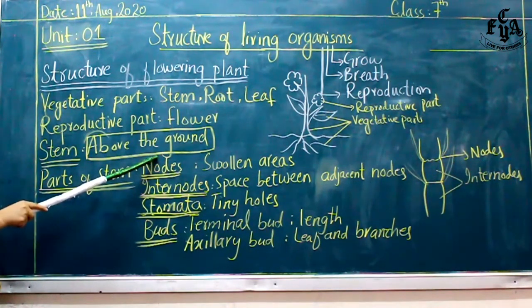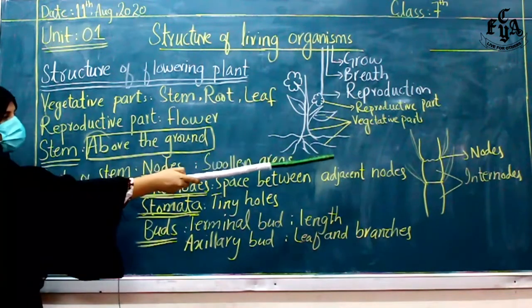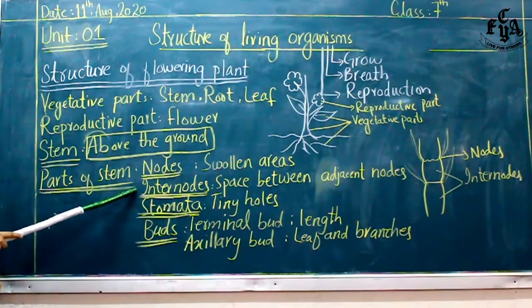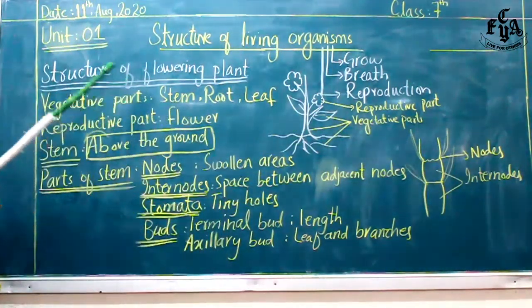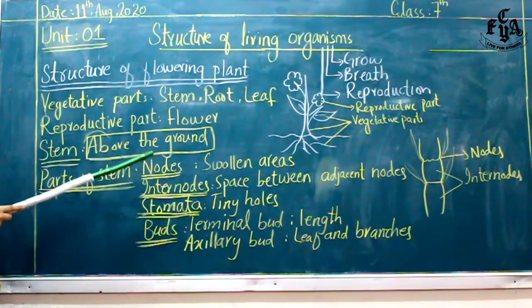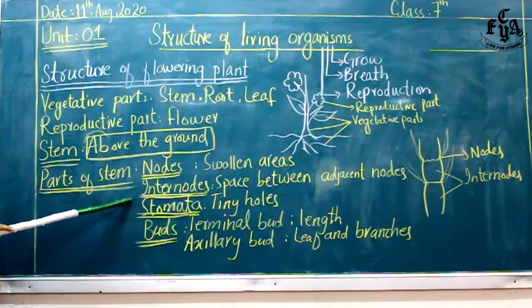Node is that part of the stem which is in the form of swollen areas. As you can see, I have given you the example of a sugarcane plant, and the node is present over the surface of the stem as swollen areas. From the nodes, the branches and the leaves rise. The next part is the internode. Internode is the space between two adjacent nodes. That means the space between two nearby nodes is known as an internode.